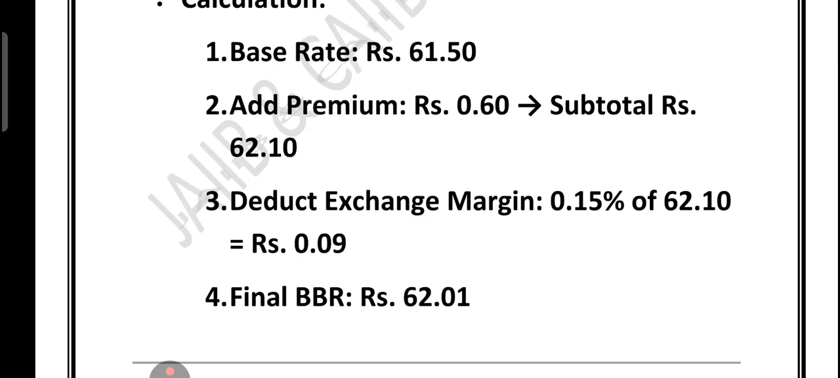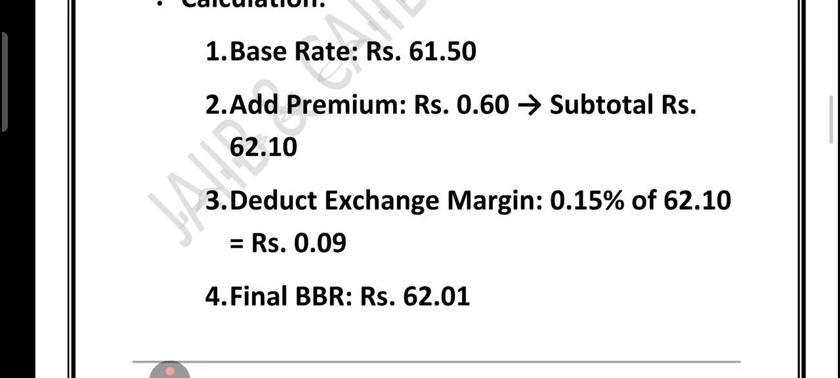Then we add a forward premium. Suppose our forward premium is 0.60. So the subtotal becomes how much? 62.10. Then we deduct the margin. Suppose the margin is 0.15 or 15%. So the final BBR is 62.01. That is called the bill buying rate.